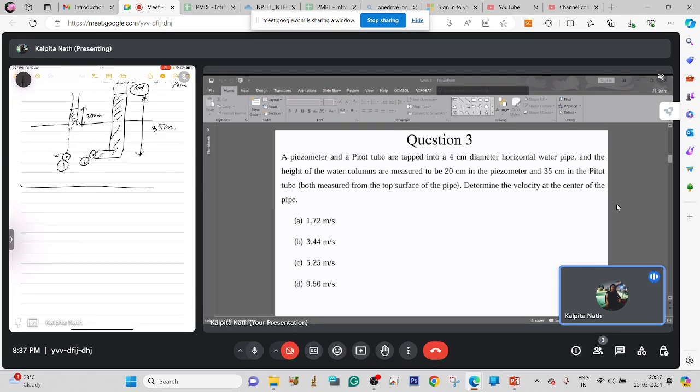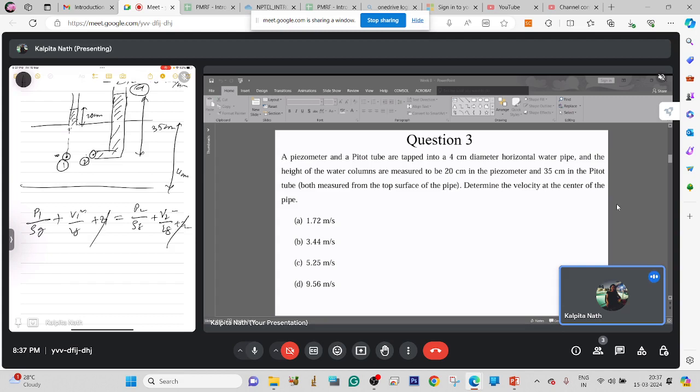This is a steady flow with straight and parallel streamlines, and thus the static pressure at any point is equal to the hydrostatic pressure at that point. So point 2 is stagnation point, thus V2 is equal to 0 and Z1 is equal to Z2. So now if we apply the Bernoulli's equation, P1 upon rho g plus V1 square by 2g plus Z1 is equal to P2 by rho g plus V2 square by 2g plus Z2.